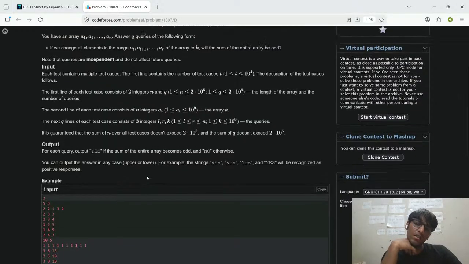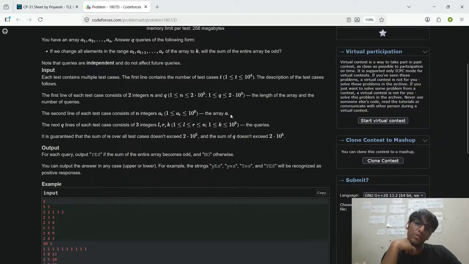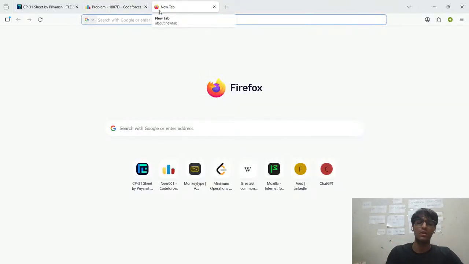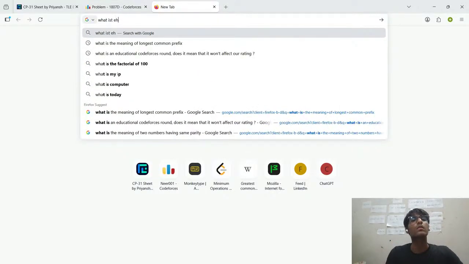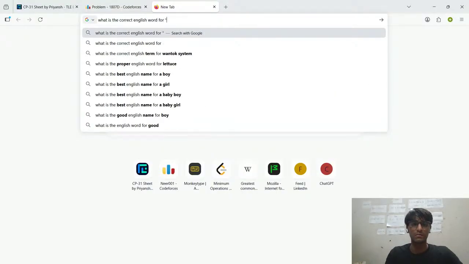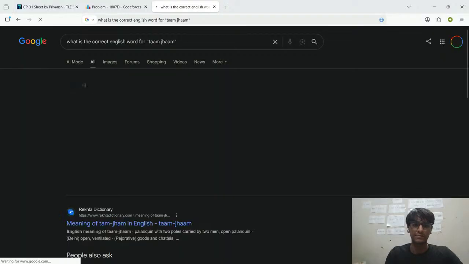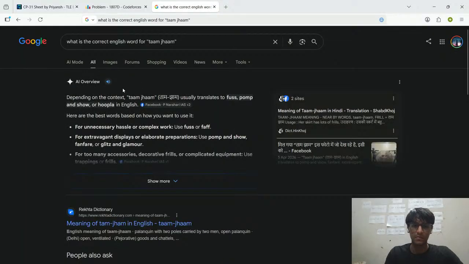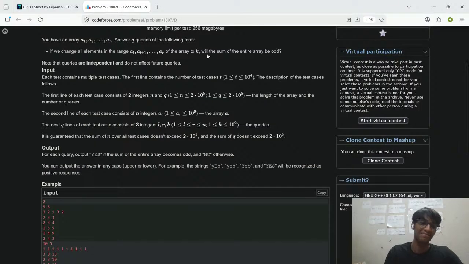t is up to the power of 4 and q is up to the power of 5, but we will need to handle that. So basically, all this work needs to be in constant complexity.